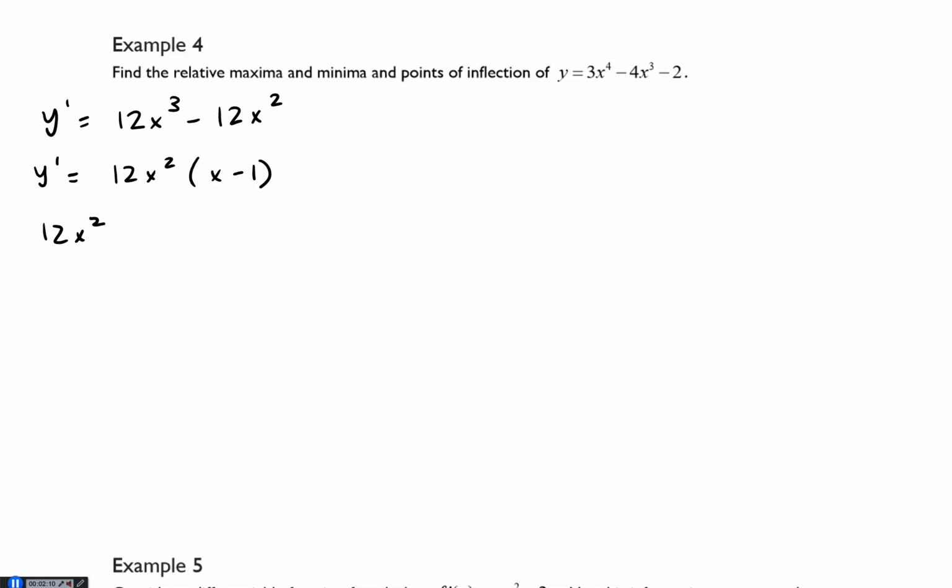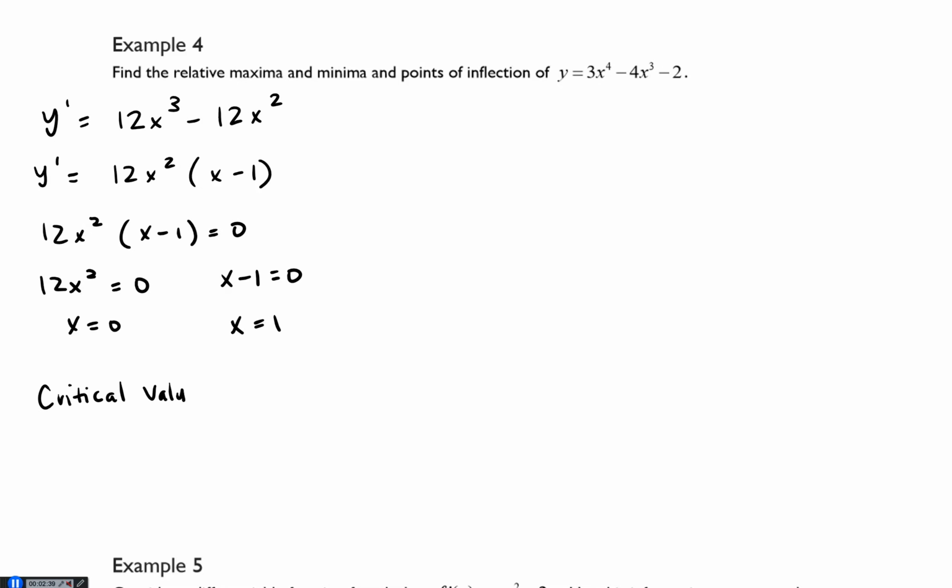Now we can set that equal to 0. And using the zero product principle, we get 12x squared equals 0 and x minus 1 equals 0. And then if we solve both of those equations, if I divide by 12 and take the square root here, I would get x equals 0, and here I would get x equals 1. So our critical values are x equals 0 and x equals 1.